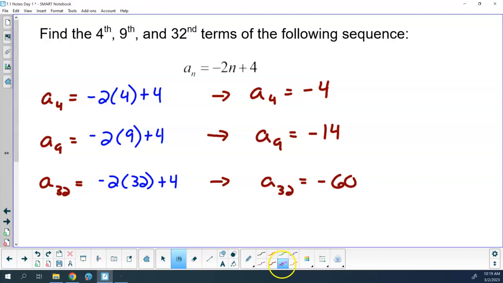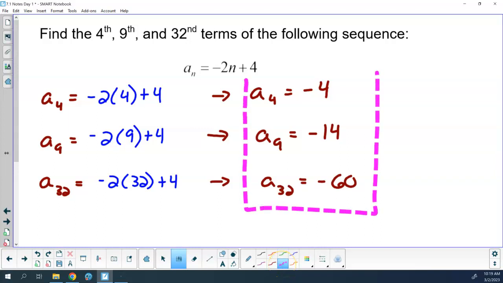In this particular one, you cannot just give me the 3 numbers. You can't just give me negative 4, negative 14, and negative 60. You have to assign them to what term they are. Nor could you give me just a list, negative 4, comma, negative 14, comma, negative 60. That doesn't work either because they're not sequential terms. Meaning they're not 3 consecutive.